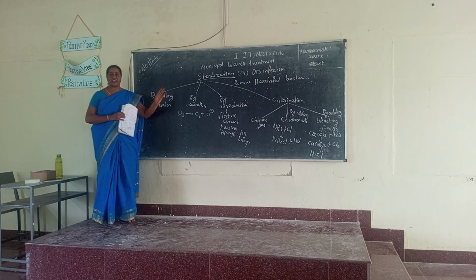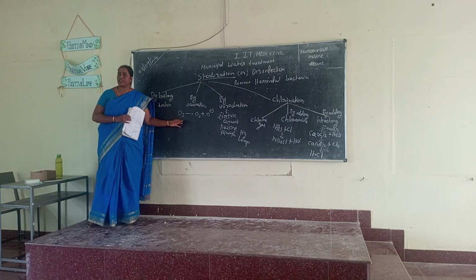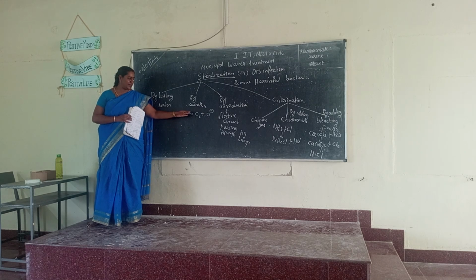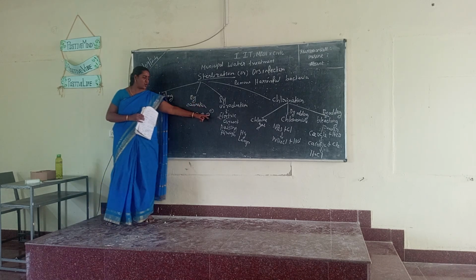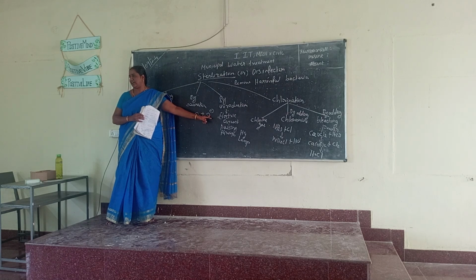Next one, ozonation. By adding ozone into the water, the ozone splits into oxygen plus an O dot radical. That is called an oxygen dot radical. That oxygen dot radical is a best disinfectant.